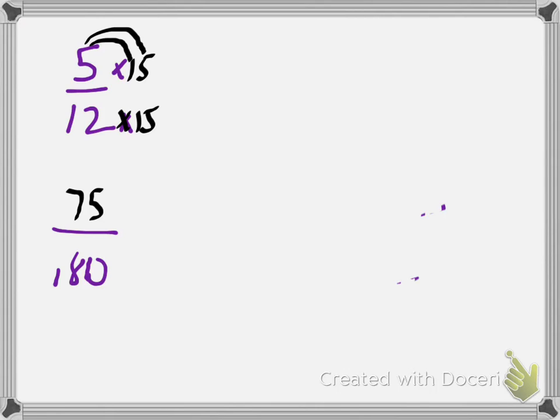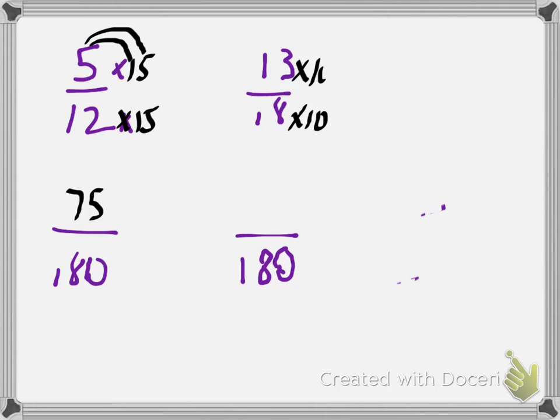Our next fraction that we had was 13/18. And 13/18 into 180, we can see that we would multiply by 10. So if we multiply that by 10, we have to multiply this by 10, and we get 130.